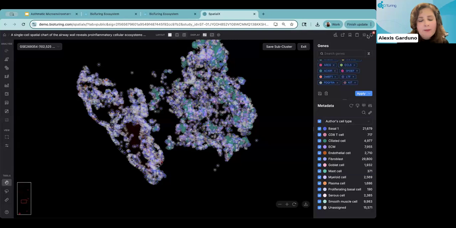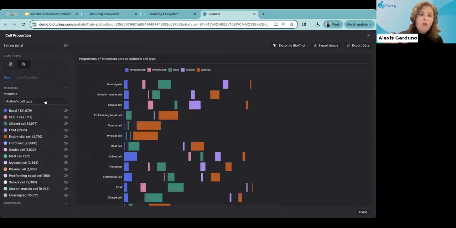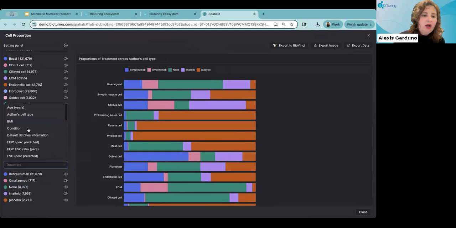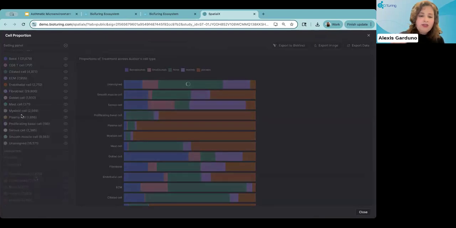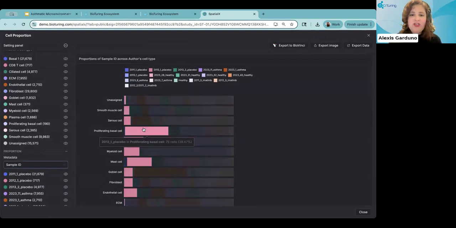You can look at sample variation. A lot of the questions I get quite often is, I do want to make sure that it's not only related to one sample or one patient, but can we see this consistency across different patient samples? If you're more interested in answering that type of question, then you can go into the cell proportion and select that you want to see this variation not across treatments per se, but across the actual sample ID. So across these different severe asthma patients, you can look at whether it's actually consistent across the patients or whether it's only something that we see in certain patients that received very specific treatments.